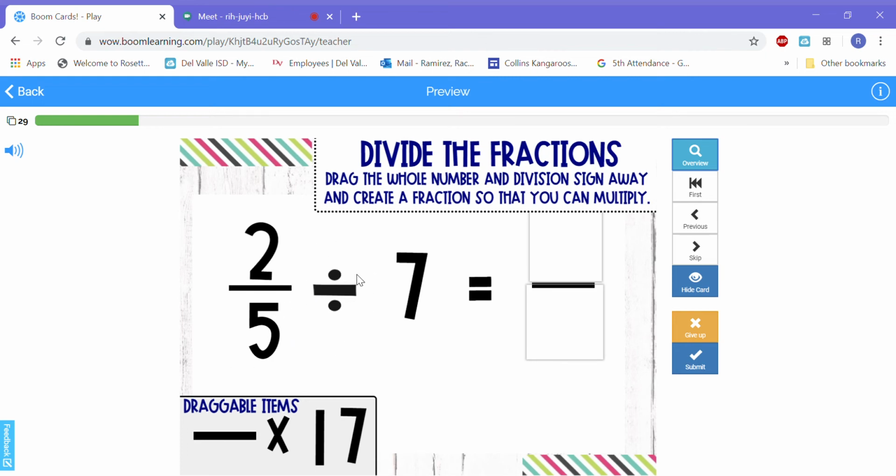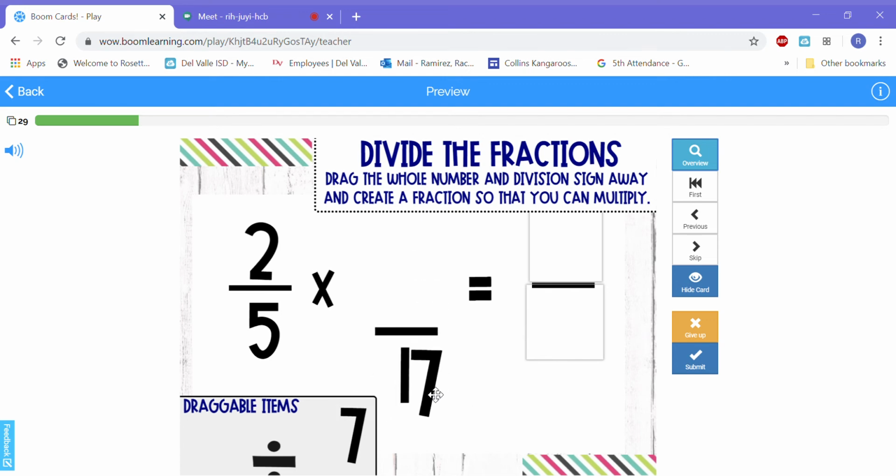Then we do what? We change. So we change the division sign to a multiplication sign. And then we flip. Well, first off, we have to make sure it's a fraction to flip it. So 7 over 1. And then we flip. So this becomes 1 over 7.